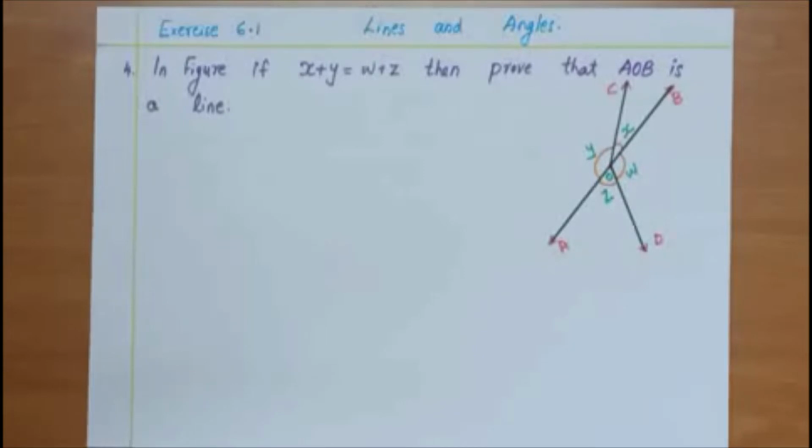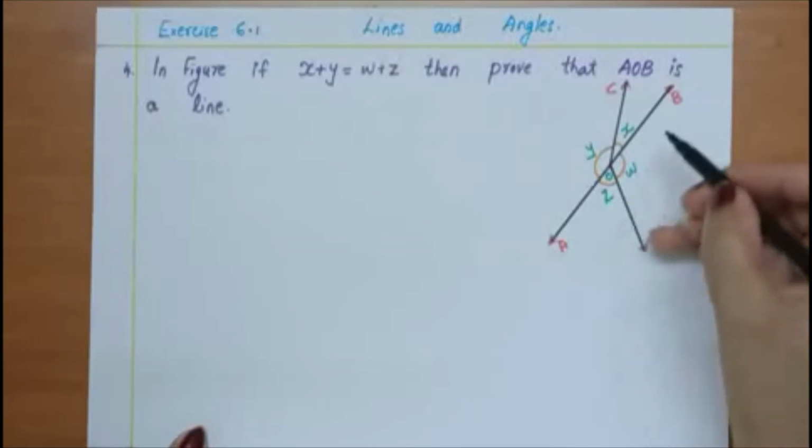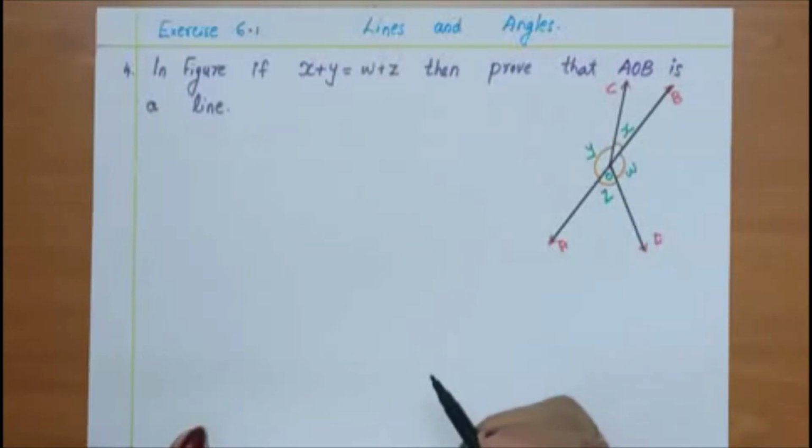Today will be the continuation of exercise 6.1, question number 4. From the previous class we have learned questions 1, 2, 3, and now question number 4. In the figure, if x plus y equals w plus z, then prove that AOB is a line. We have to prove that AOB is a straight line.